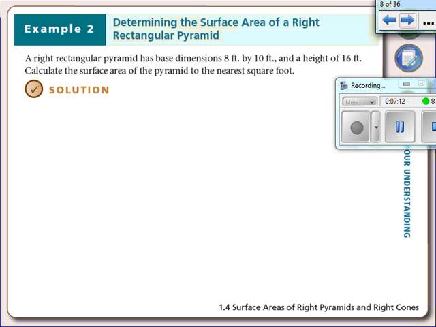Okay, so it says a right rectangular pyramid has base dimensions 8 feet by 10 feet and a height of 16 feet. So now it's no longer a square base pyramid, it's a rectangular base pyramid. So take a second and try and draw a rectangular base pyramid. Do your best because it will really help you understand.